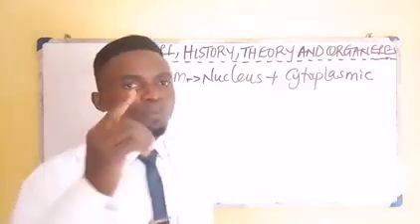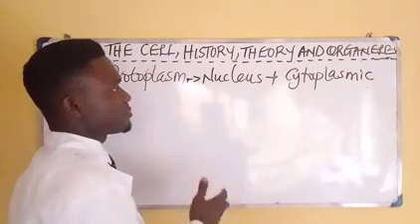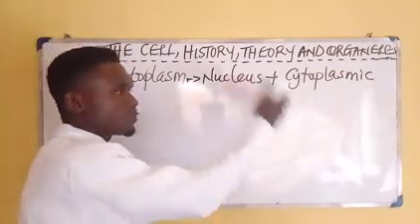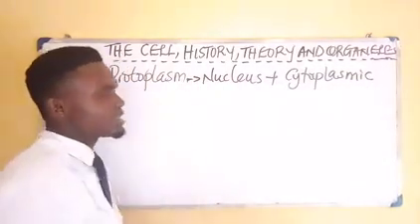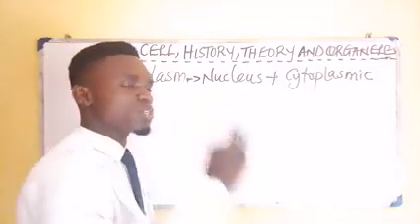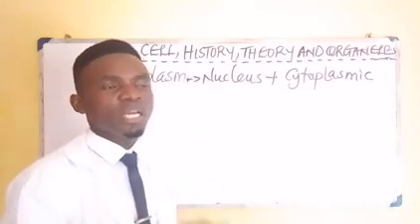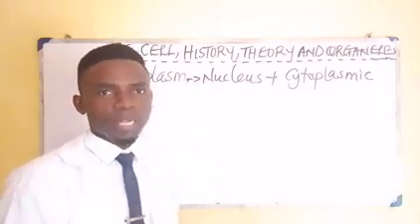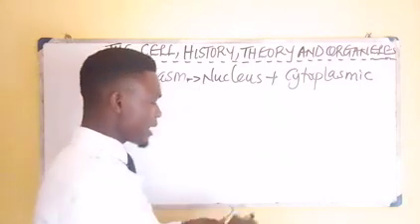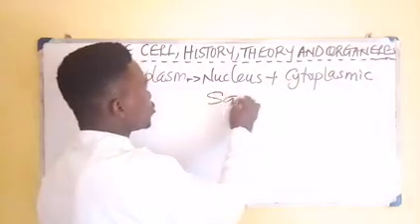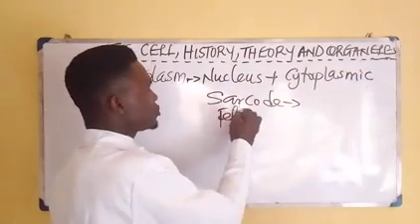Do you understand that? So please, protoplasm is equal to nucleus plus cytoplasm. Meaning that nucleus plus cytoplasm will give birth to protoplasm. And protoplasm is known as the living content of the cell. The answer is the protoplasm. Now, the protoplasm was formerly called sarcode. And this word sarcode was coined by Felix Dujardin.